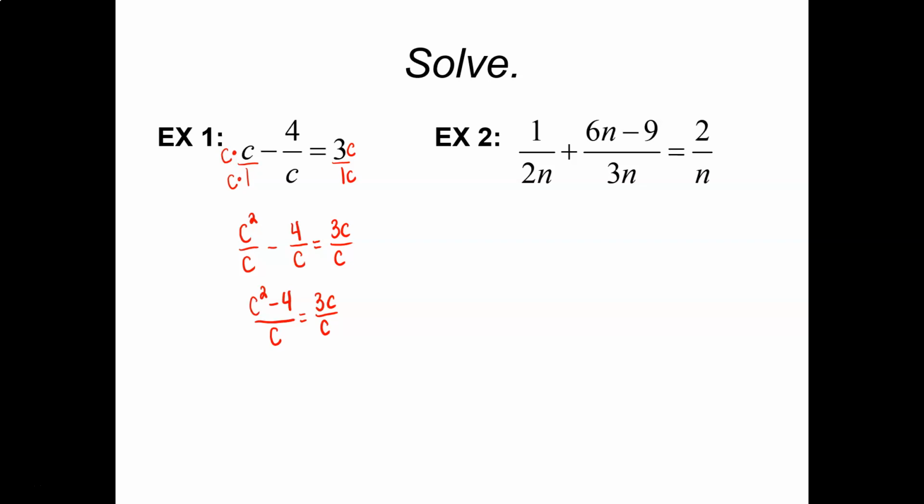Now, again, we can't solve for something while it's in the denominator. Now that I've got these common denominators, I could multiply by C on both sides, and it will cancel my denominators out. Or if you think about this, if the denominators are both C, the only way that those two can be equal to each other is if their numerators are also equal to each other, right? So now my denominators are gone. I've got C squared minus 4 equals 3C.